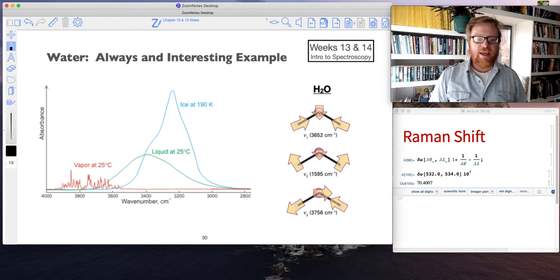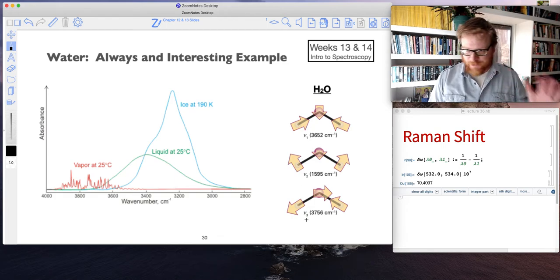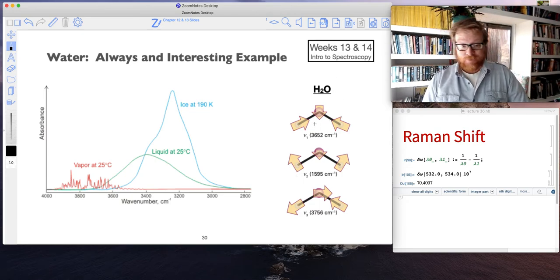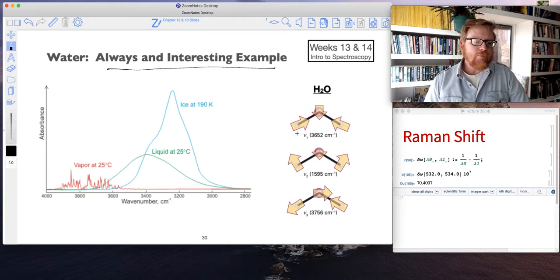So I want to keep picking on this example of water. Water is just a fascinating molecule. There's still loads and loads of active current research going on, trying to just understand the nature of water from a molecular level. And of course, how water influences biological systems, environmental systems, engineering systems, and so forth. So water, always an interesting example.